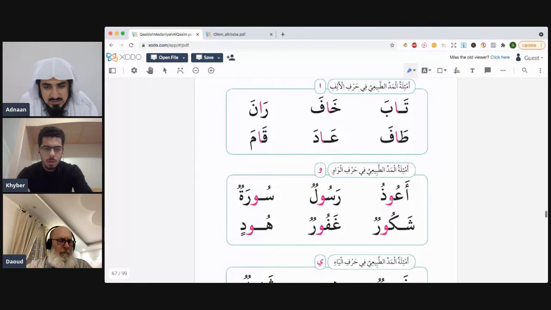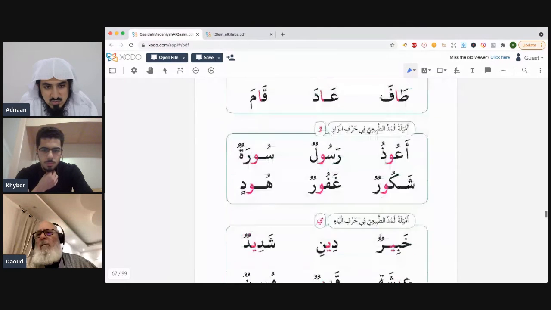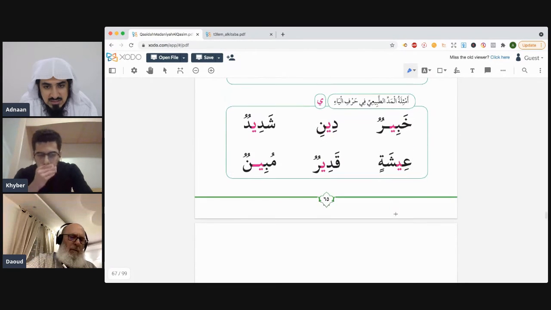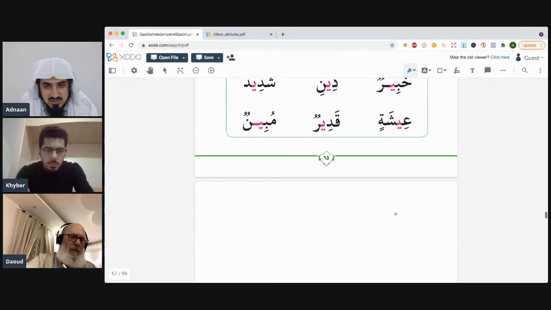So when it comes to Waaw, if before it on the letter is a dhamma, then you'll pull it a little bit. So you won't say a'udhu, you'll say a'udhu. Notice how you're pulling a'udhu. Rasulun, suratun. And ya, if the letter before it has a kasra, then we'll pull it a little bit. So not khabirun, we'll say khabirun. That lesson was quite clear, I think. Any questions with regards to what we've taken so far?